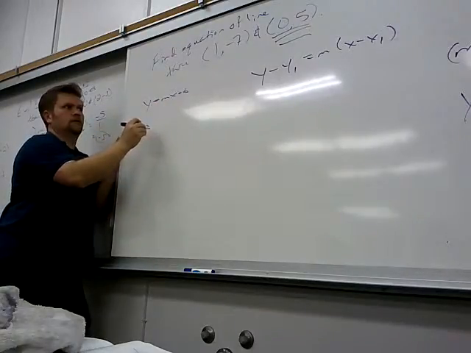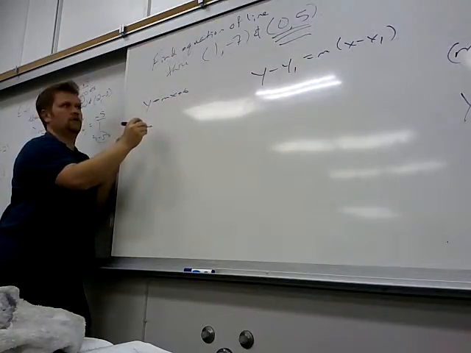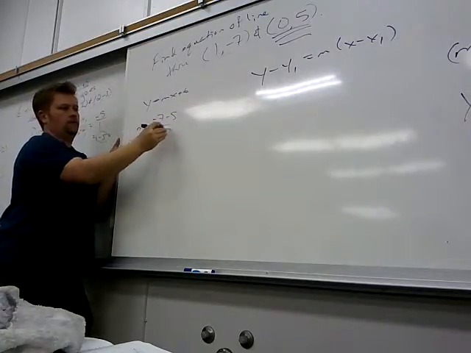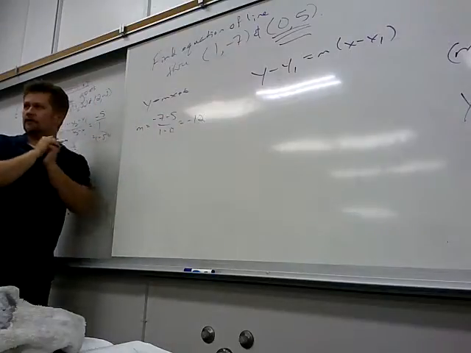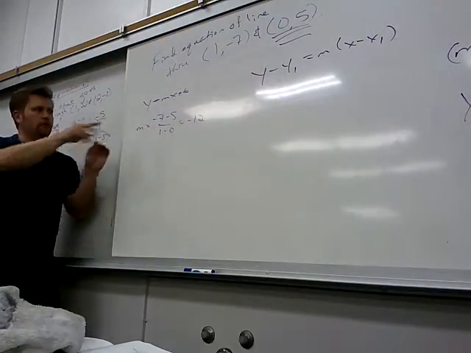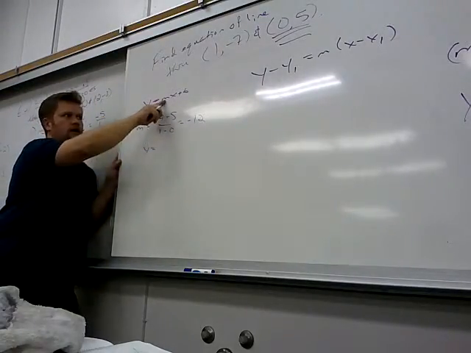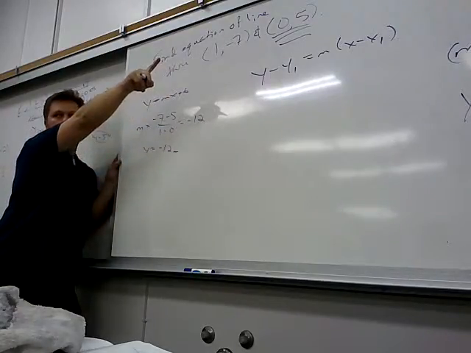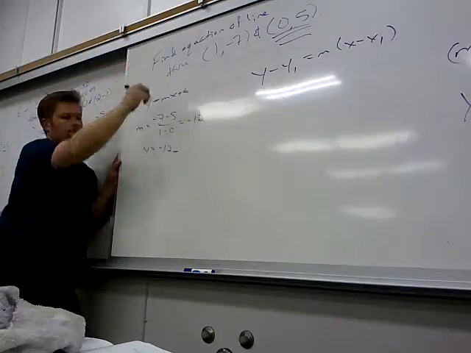Change in y over change in x. The y2 minus y1: negative 7 minus 5, is that cool? Over 1 minus 0, so I get negative 12. Is that cool? So what would the equation be then? Y equals negative 12x, and what's b? 5, because that's the y-intercept, right?